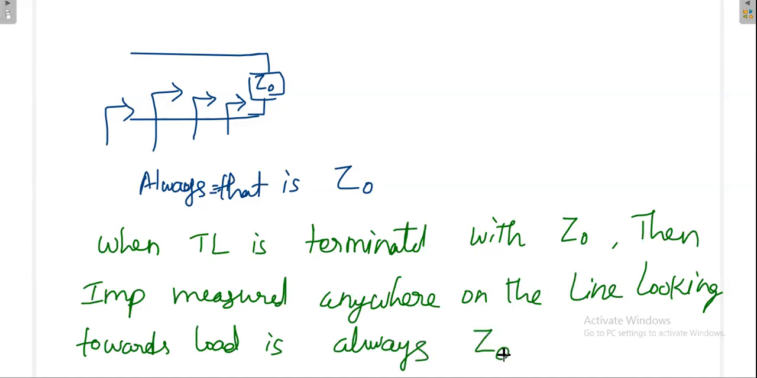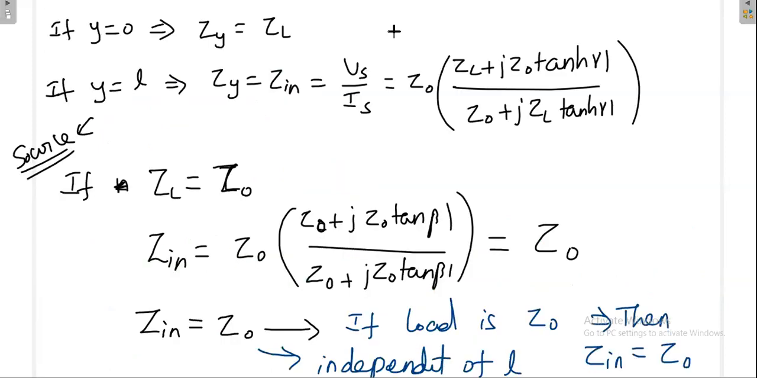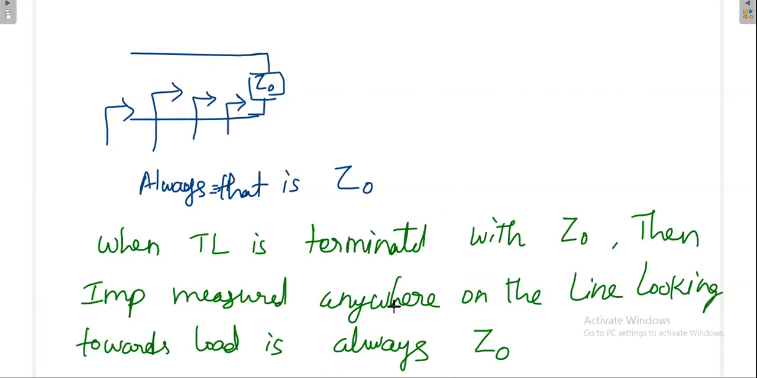Very important. When the transmission line is terminated with Z naught, then the impedance measured anywhere on the transmission line, not only at the input side, because L can be anything. Once you apply that condition, finally the input impedance is Z naught only. It is independent of L. So that means you can take L any value, not necessarily at the source. You go anywhere on the line, then you get your impedance equal to Z naught. That is the idea.